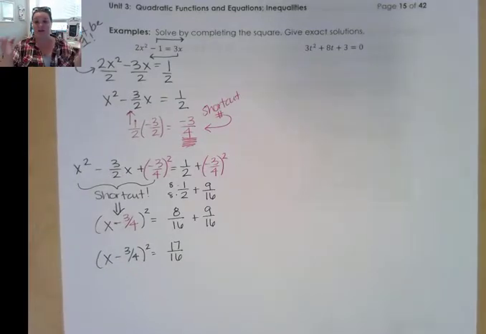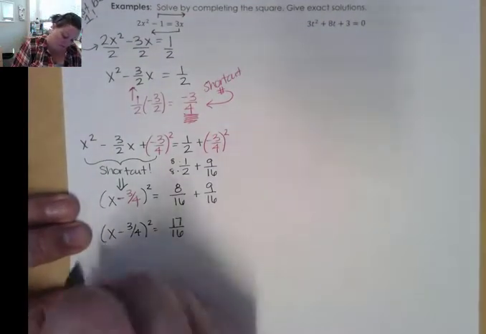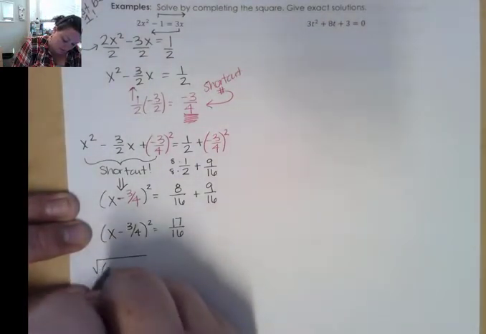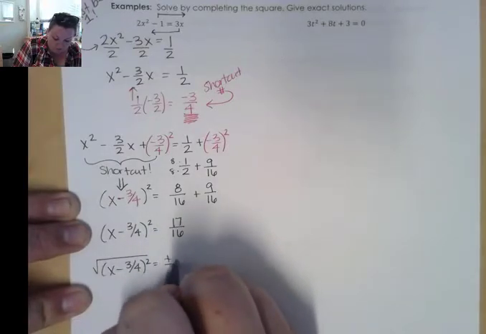And now I have it written as a perfect squared quantity is equal to a number. So now I can solve by taking the square root. So I'm going to go ahead and take the square root of my squared number. Don't forget your plus or minus.